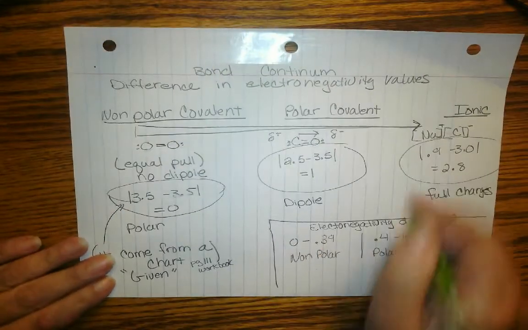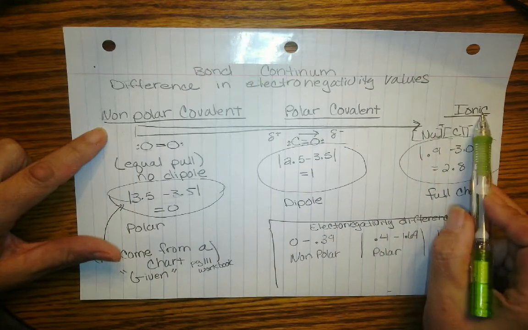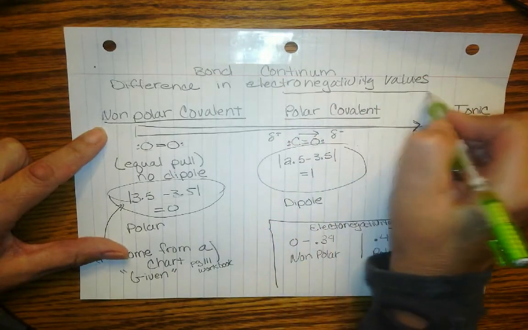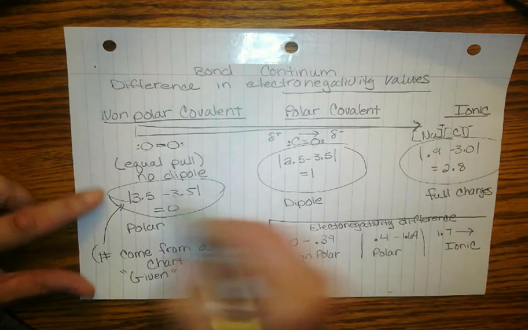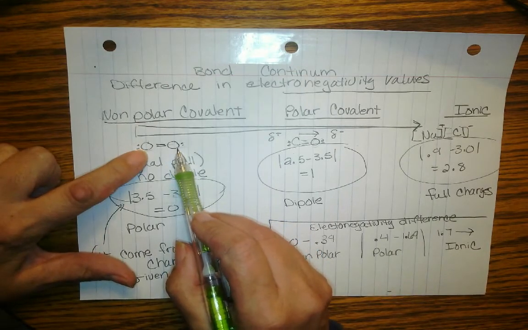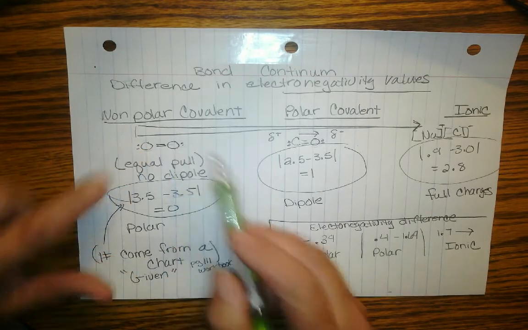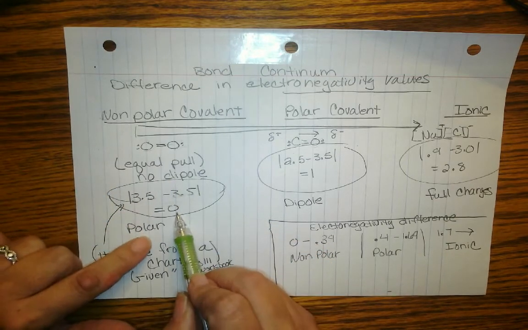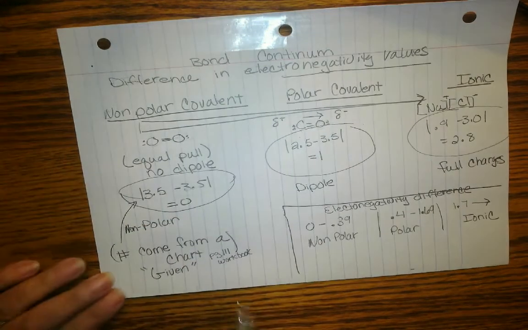So how are we going to figure this out? Well, we have this bond continuum and we have nonpolar over here all the way to ionic, and we are going to use our electronegativity values and we are going to find the difference between them. My line is absolute value. So if I have two oxygens together, they both are pulling evenly. So who wins in that tug of war? Neither one of them. They're identical. So 3.5 minus 3.5 equals 0, and this is nonpolar, okay?